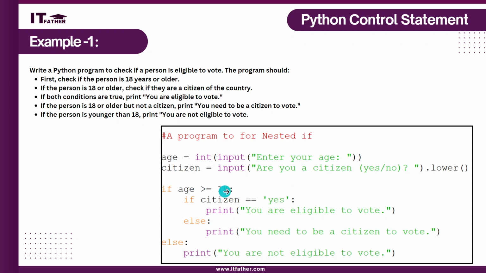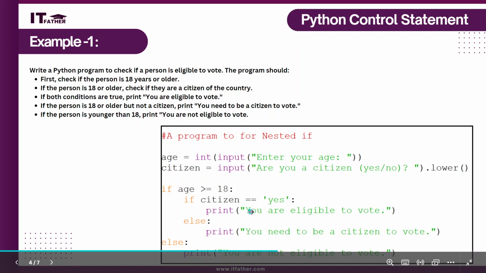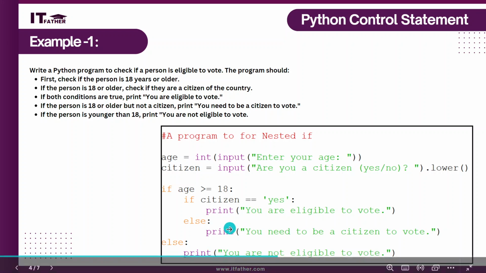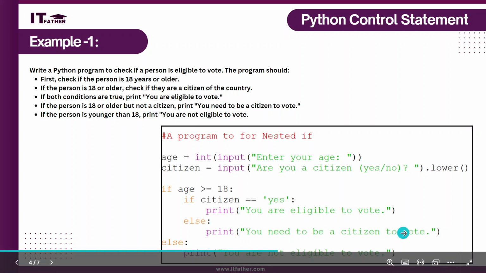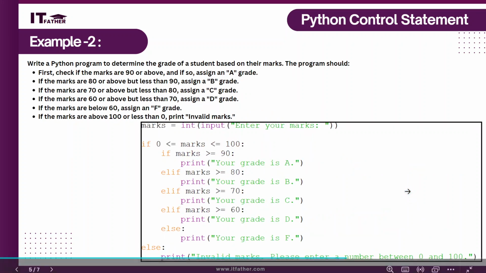So condition number 1 is checked: if age is more than 18, then condition number 2 is checked: if citizen equals yes. If you are a citizen of the country, then you are eligible for the vote. If you are not a citizen, then this statement will be printed: you need to be a citizen of the country to vote. Otherwise, if your age is not more than 18, then the last else will come: you are not eligible to vote. The second example is also given on the same basis.